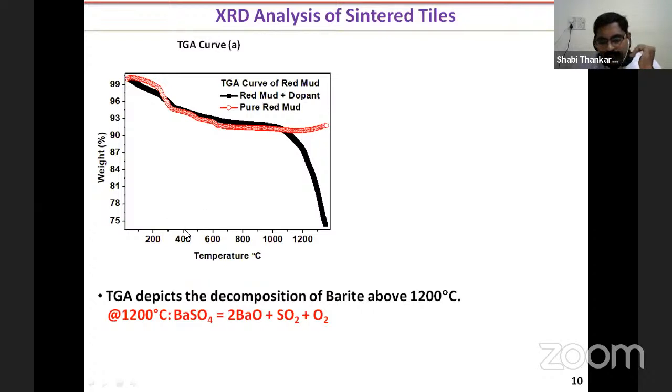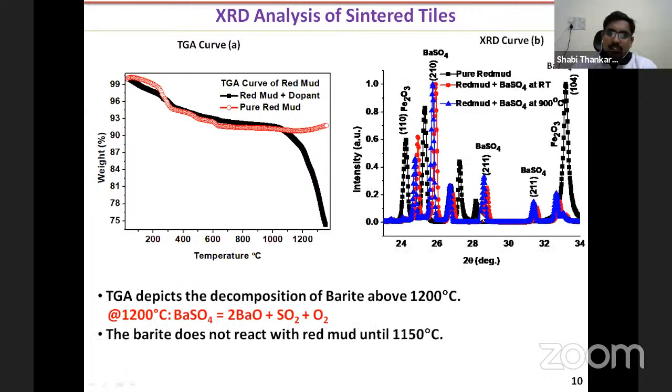So why did we fix that temperature below 1150? When we go above 1200 degrees Celsius, the barium sulfate which we added decomposes and forms barium oxide and sulfur dioxide, which is not good for the environment. That's why we fix the temperature below 1150, and it is sufficient to have enough strength also. You can see here that at 900 degrees Celsius, we don't see any decomposition of barium sulfate, because you can see this red and blue color, before and after firing. The barium sulfate peaks are well matching, so it shows that barium sulfate is not decomposed.